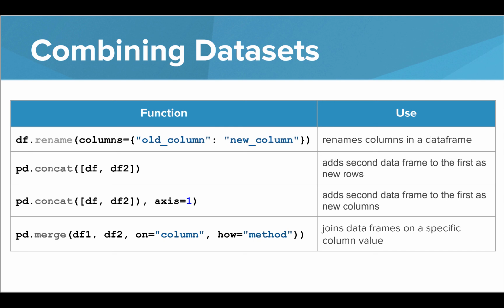Here's a summary of the functions that we can use to combine datasets. An important thing to note is that you'll first want to rename any columns that hold the same type of information. That will allow you to concatenate or merge the data. We'll take a closer look at combining datasets in the next live code video.